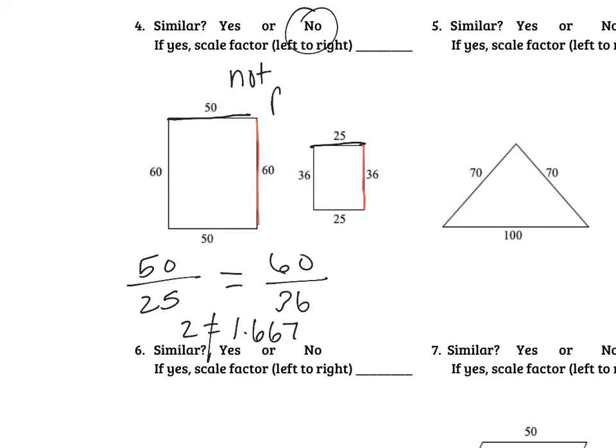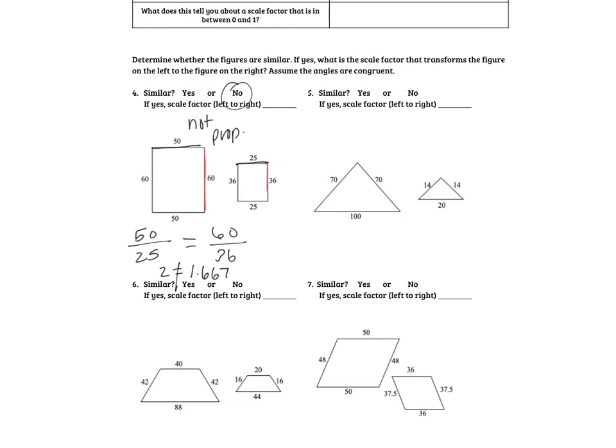So not proportional. Only one of these 4 is going to be similar. So be very careful. Follow the same process I just did. You don't have to worry about angles. You only have to worry about side lengths, okay? You're going to assume the angles are congruent.